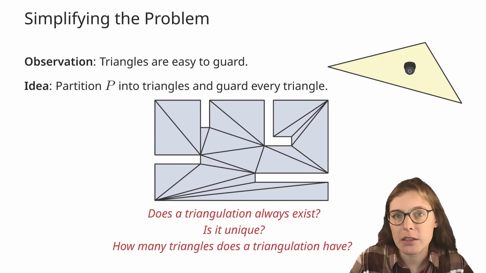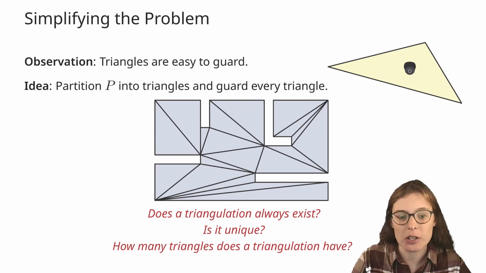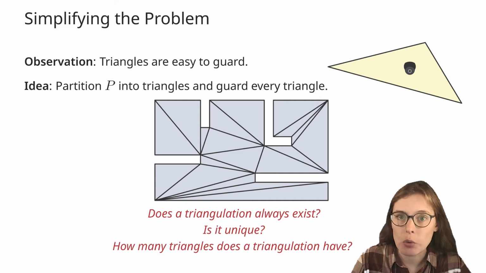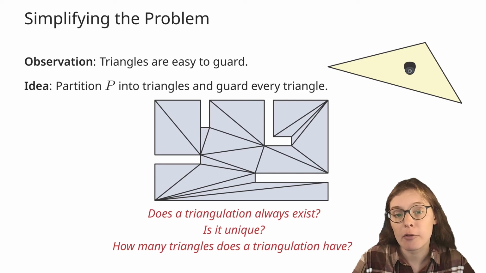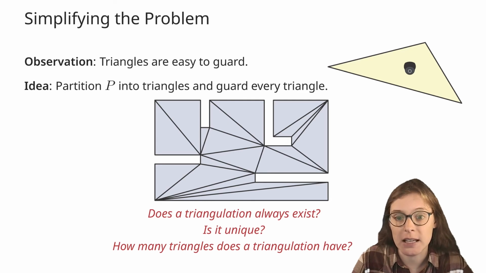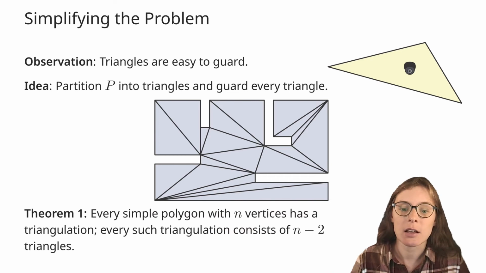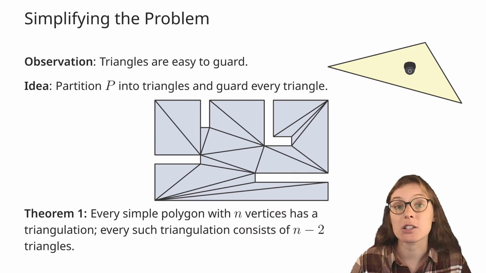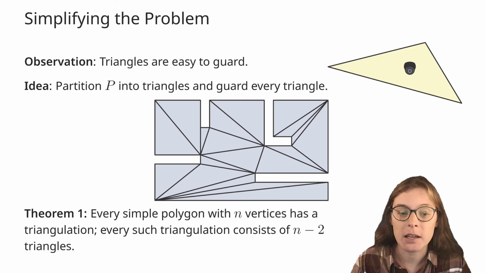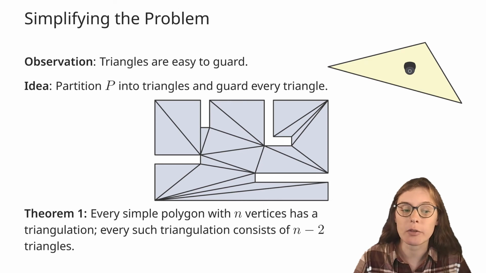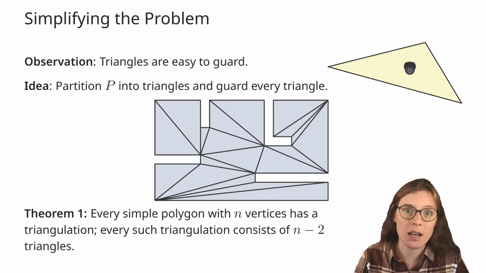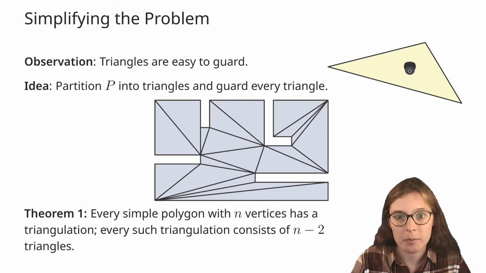So I want to end this section with the following three questions. Does a triangulation always exist? Is it unique? And how many triangles does a triangulation have for a given polygon of size n? Well, in fact, the answer is yes, a triangulation always exists. It's not necessarily unique, but it will always consist of n-2 triangles if the size of a polygon is n.